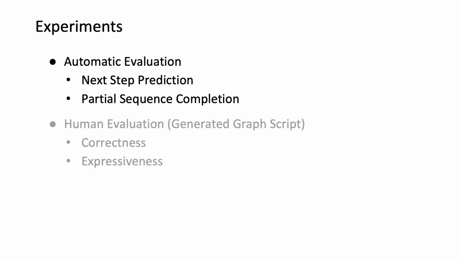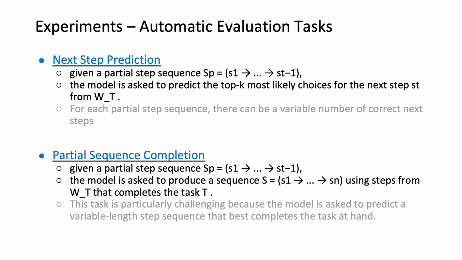Now, let's move on to the experiments section. For automatic evaluation, we constructed the tasks of next step prediction and partial sequence completion. Given a partial step sequence, we ask the model to predict either the immediate next step or all of the remaining steps that lead to successful task completion. Note that here we can have a varying number of correct answers depending on the specific input sample.